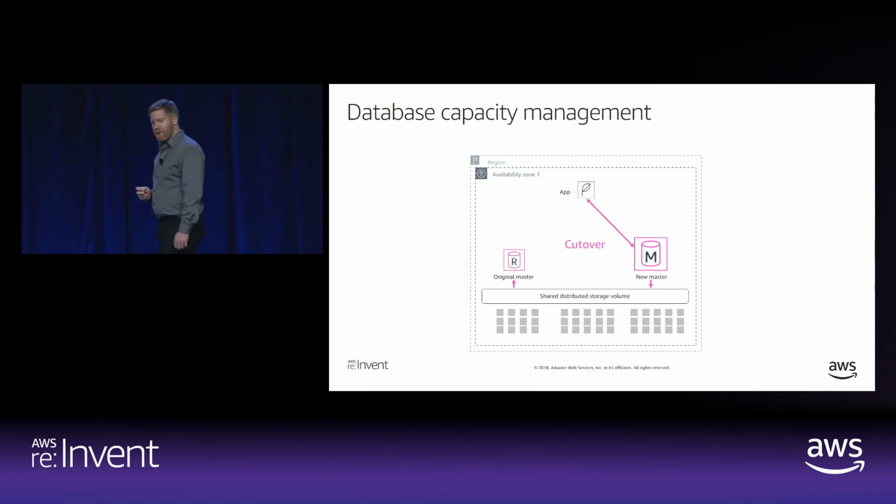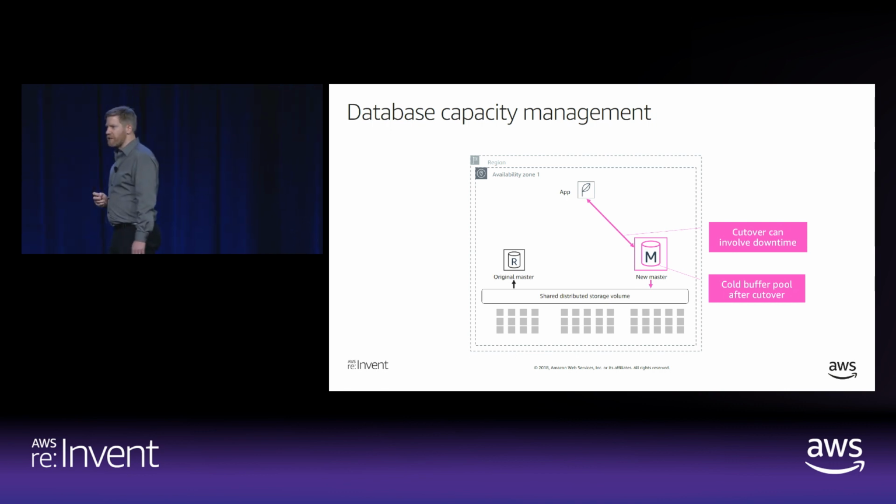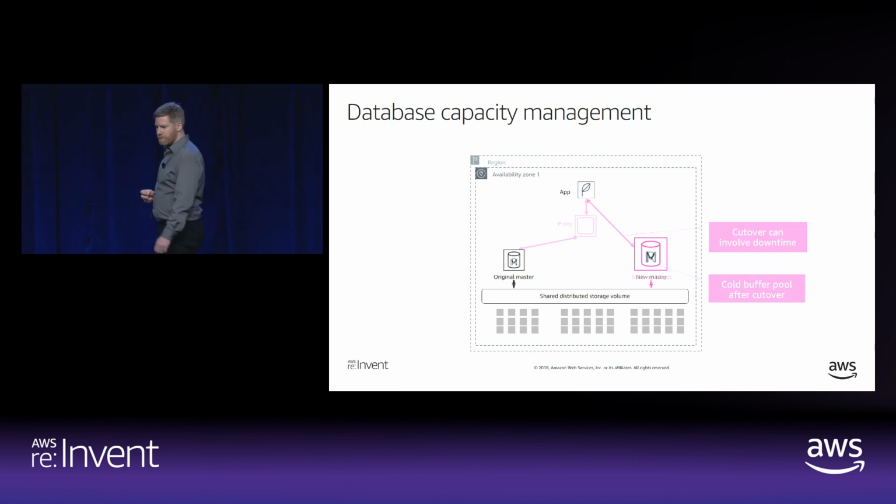Now, you're going to go ahead and cut over. OK, now you've failed over to the new master. Now you're running on a larger box. But the problem you're going to run into is that cutting over from your smaller database server to your larger one can often involve downtime. And even after you've done the cutover operation, your performance is going to be compromised for some period of time because now you need to warm up your buffer pool, load up your caches, and do a lot of things to get back to the same performance level you were at before.